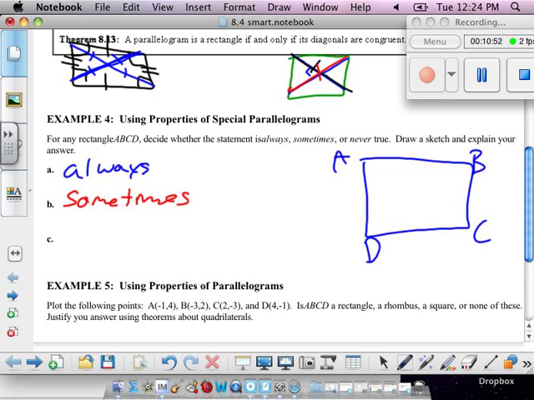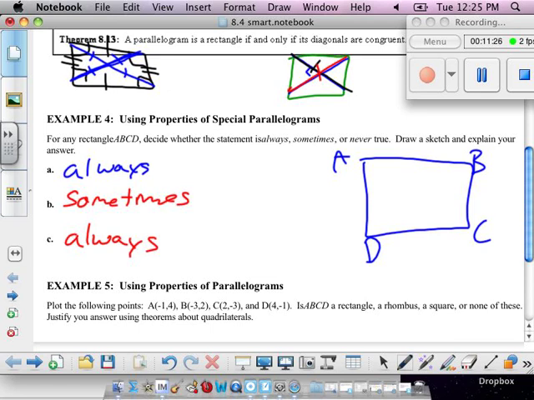AC and BD. I'm sorry, I'm teaching up here, not back there. AC and BD. Are they always congruent, sometimes congruent, or never congruent? They are always congruent, because the diagonals are always congruent for a rectangle. 100% of the time. Okay, let's go down to example 5.